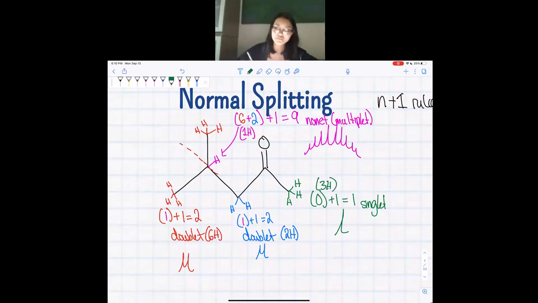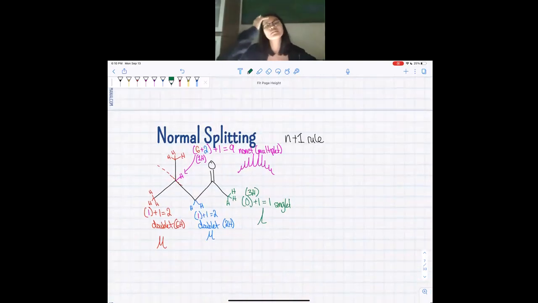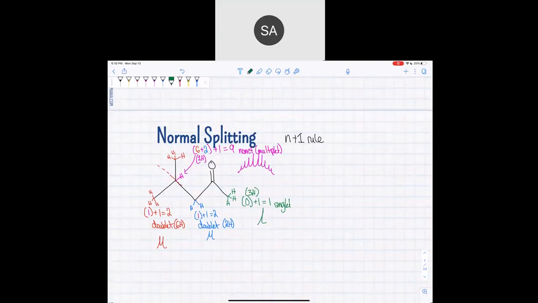Okay, so question. I see you drew that dashed line, so there's symmetry there, but everywhere else there's no symmetry. So would those three hydrogens still be the same signal up there? Or between the two red, like these guys here, right?